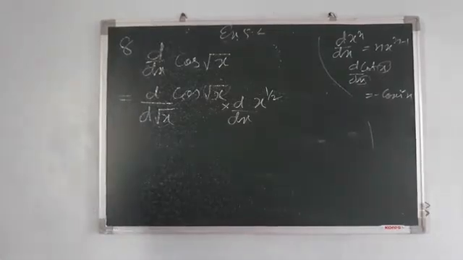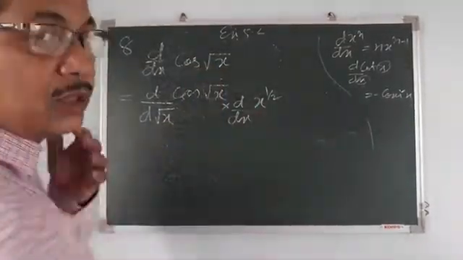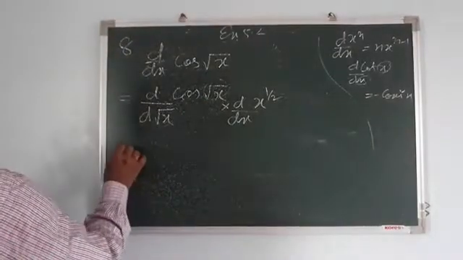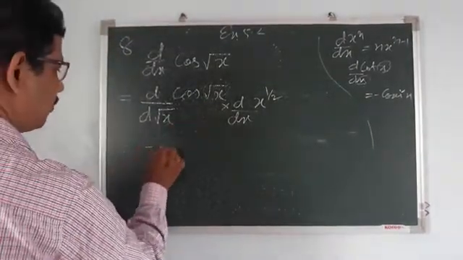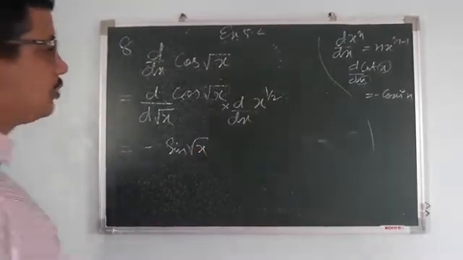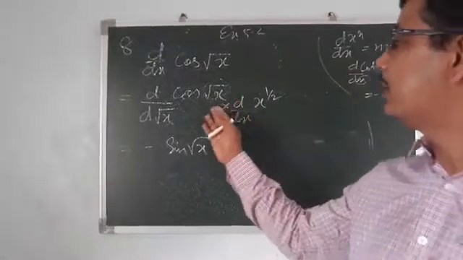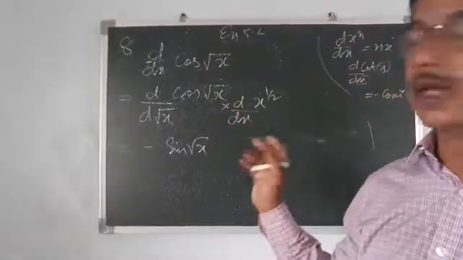So see what we have written. Chain rule: this with respect to root x, then root x, that is x to the power half, with respect to x. Our answer is minus sin root x, because the differentiation of cos x with respect to x is minus sin x. So of course we will write minus sin root x.